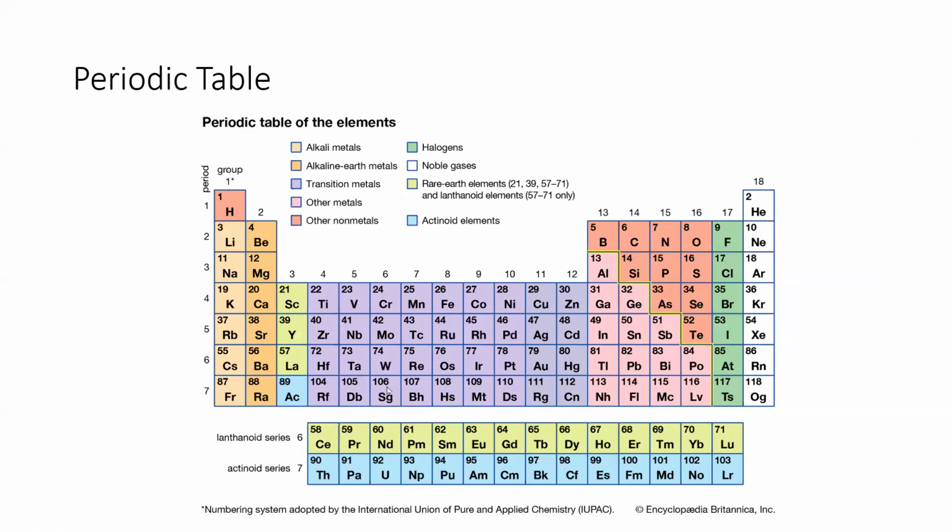So how do you know if something is an element or not? Well, you can look at the periodic table. If it's on the periodic table, then it's an element. Right? Is nitrogen an element? Well, you can see nitrogen is right here. So that is indeed an element.